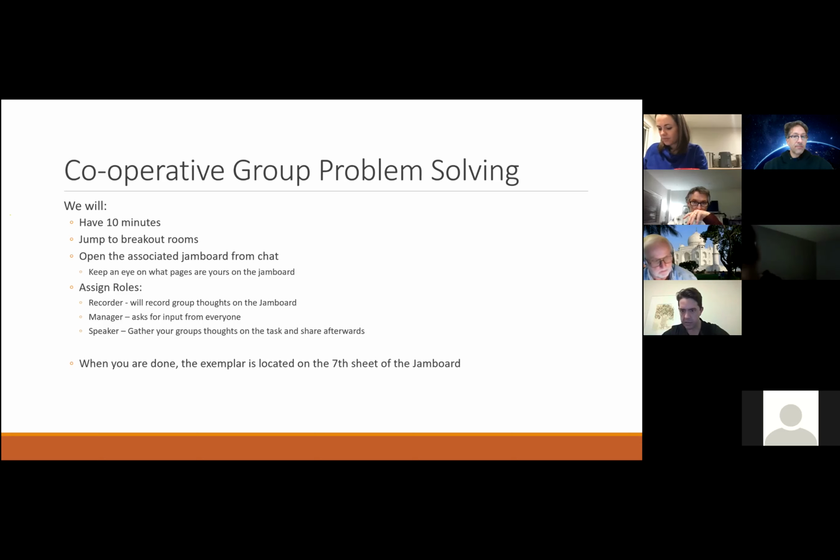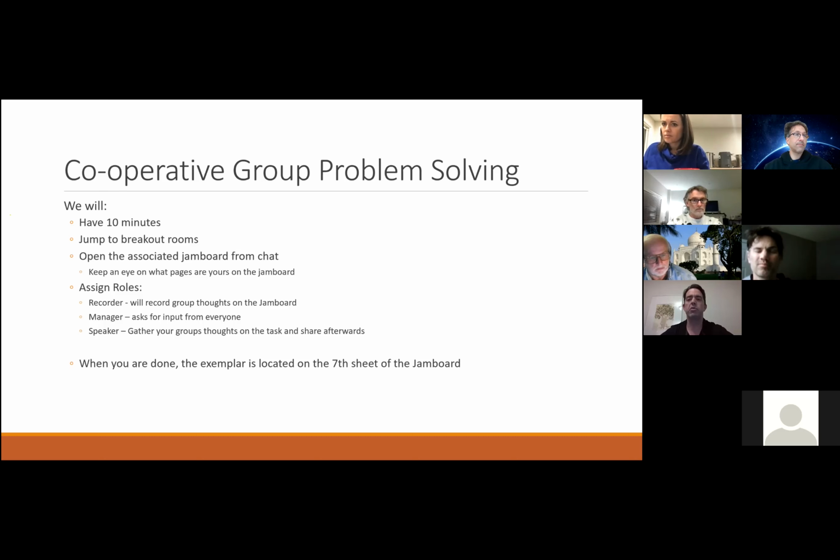So just one second. I've just posted several Jamboards. Groups 1 and 5, you'll be using the first Jamboard. The first group using that Jamboard will use slides 1 and 2. The second group using that Jamboard will use slides 3 and 4. So you have 2 slides in order to do your calculations.